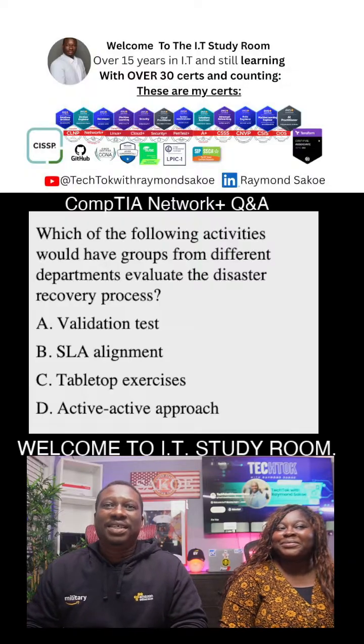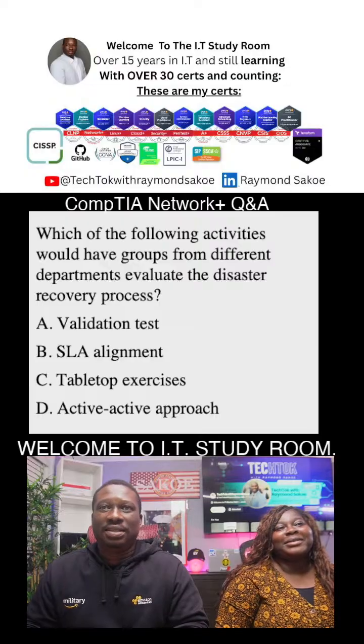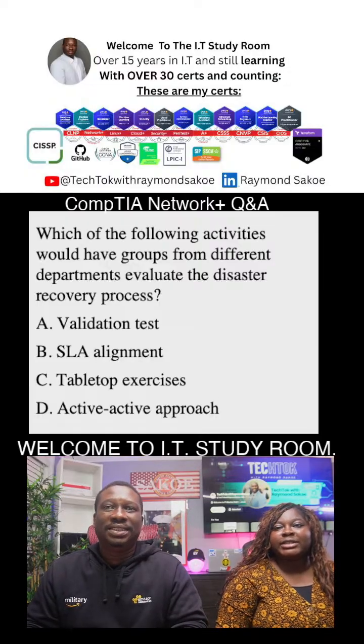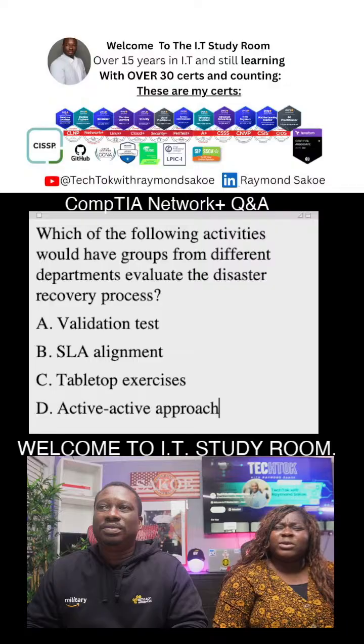Okay, what's the answer? Yeah, the answer would be C. Oh, Cam thought it was D. Can you explain why it's not D? So what is the active approach?